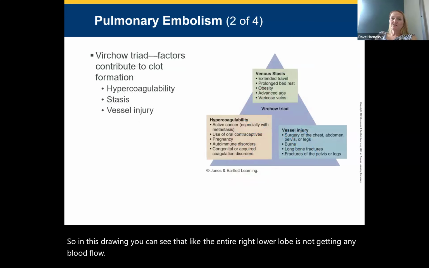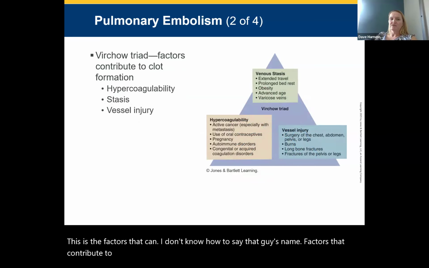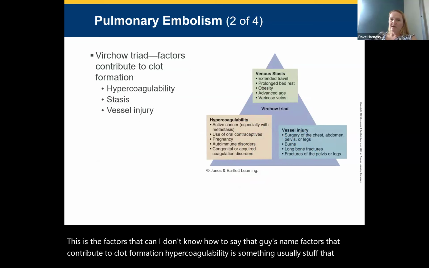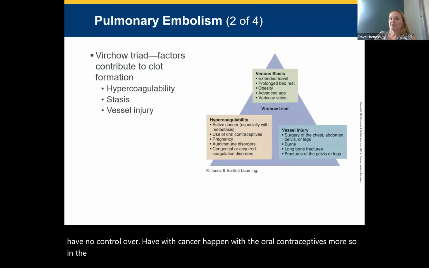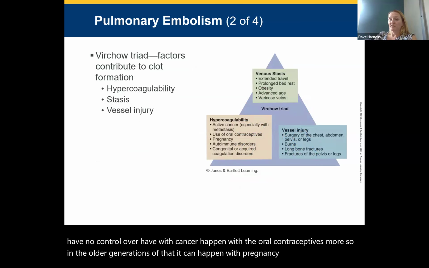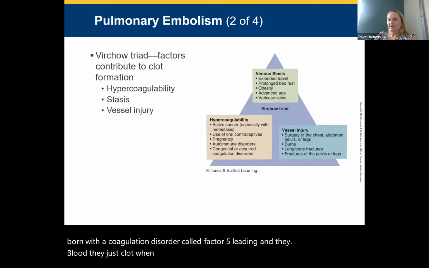These are the factors that contribute to clot formation. Hypercoagulability is something, usually stuff that we have no control over. It happens with cancer, it happens with oral contraceptives, more so in the older generations of that. It can happen with pregnancy. Some people are just born with a coagulation disorder called factor V Leiden, and they just clot when they don't need to. Vessel injury, this can happen most commonly from long bone fractures, fractures of the pelvis, and then surgery, major surgeries.